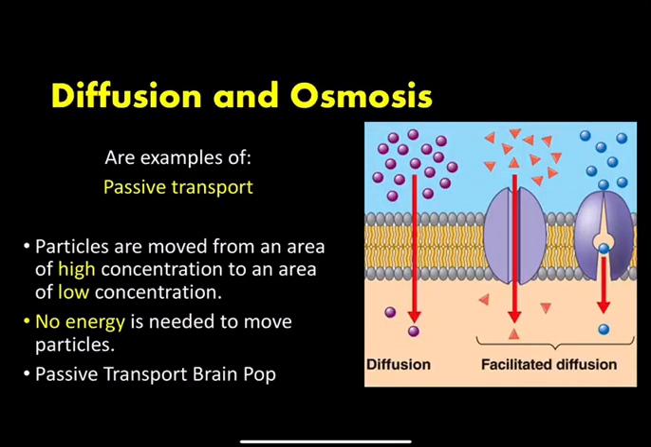This week we have already learned about diffusion and osmosis. But what we really want to get down to, understanding at least, is passive and active transport. Diffusion and osmosis are examples of passive transport. Passive transport is how particles are moved from an area of high concentration to an area of low concentration. Basically, no energy is needed to move these particles through the cell.